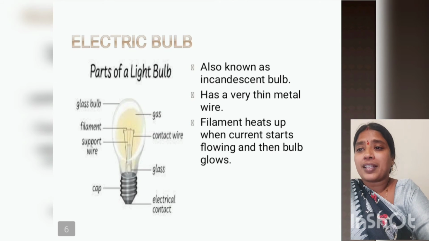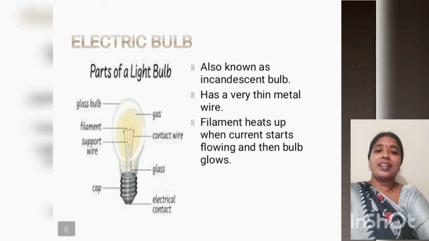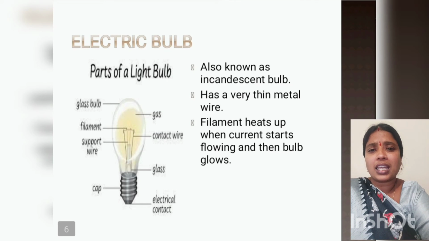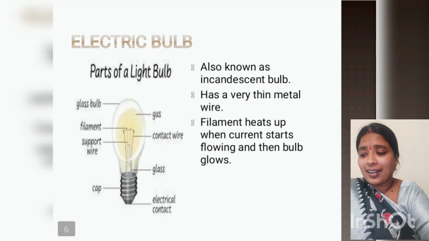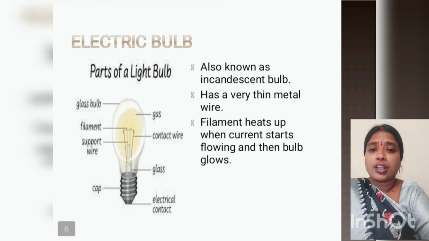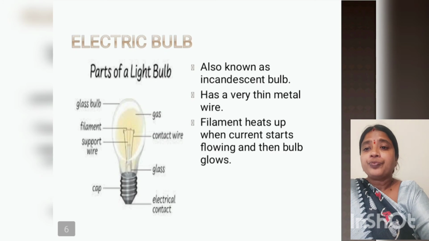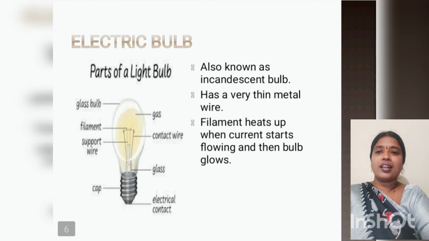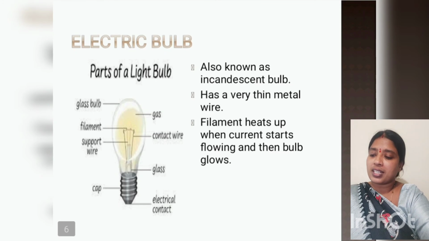When current passes through this bulb, the filament, which is a metal wire, gets heated. The filament has high resistance, it tries to resist the flow of current, and because of that resistance the filament gets heated and more heat is produced. With more and more heat, that heat gets converted into light, and hence the bulb starts glowing and gives us light.